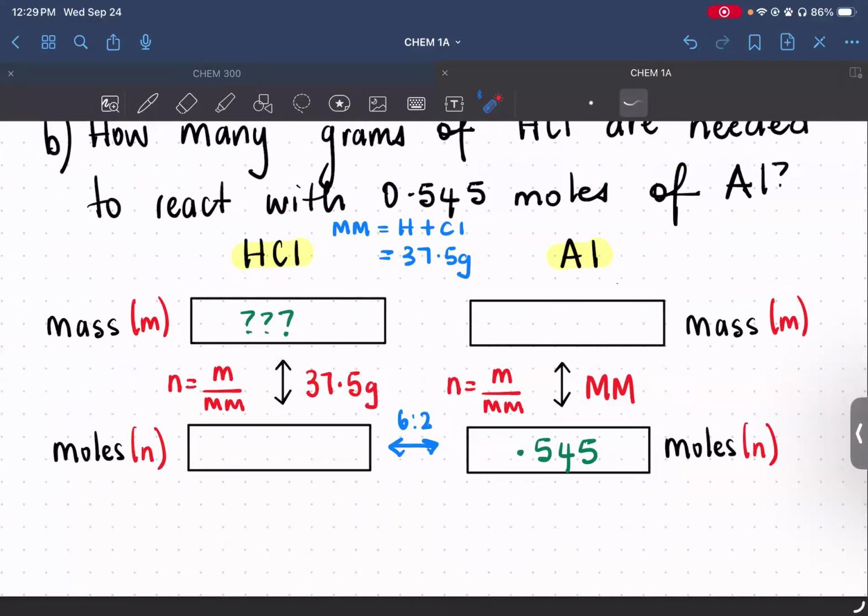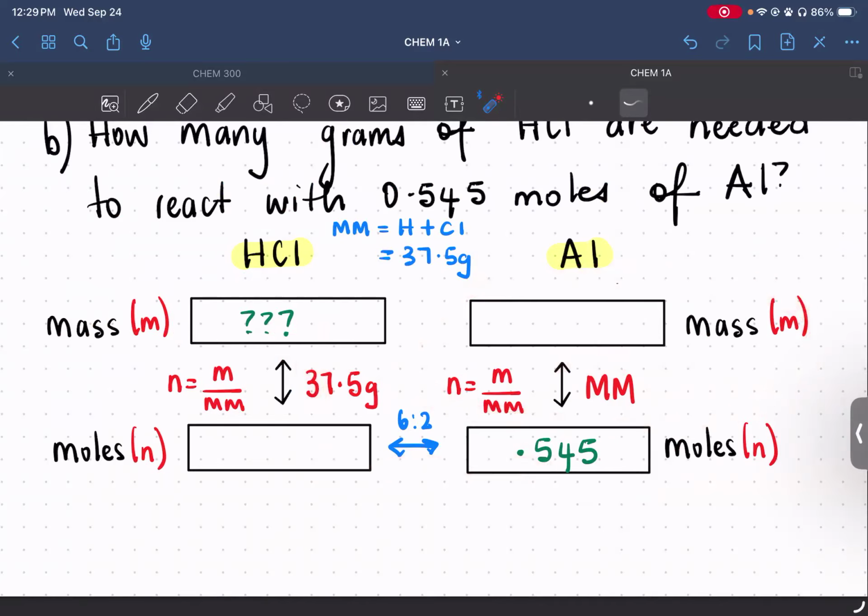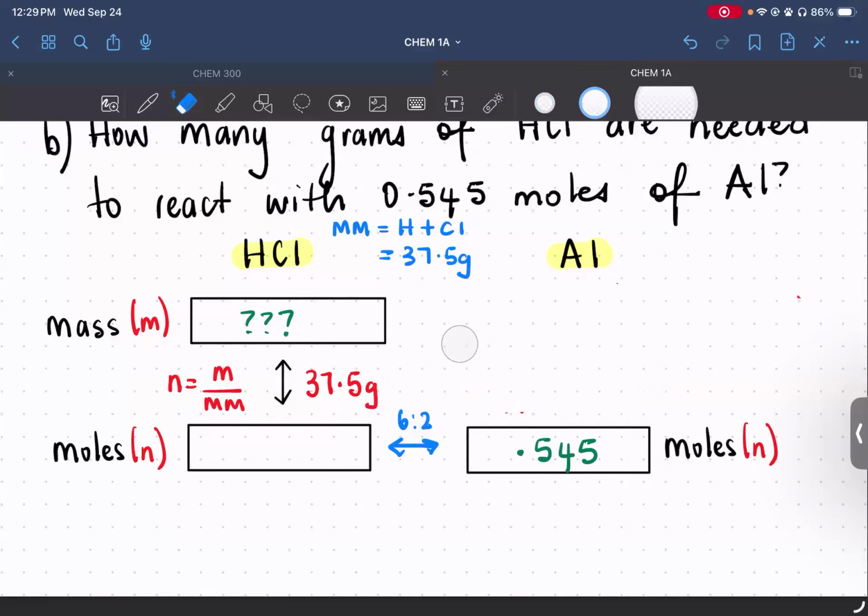Recognize that up till this moment, we have not at all discussed or mentioned the mass of the aluminum. The simple reason is it's not needed. It wasn't given to us in the question, and the path ahead does not need the mass of aluminum at all. So just to make it easier on us visually, I'm going to erase that side of the roadmap.